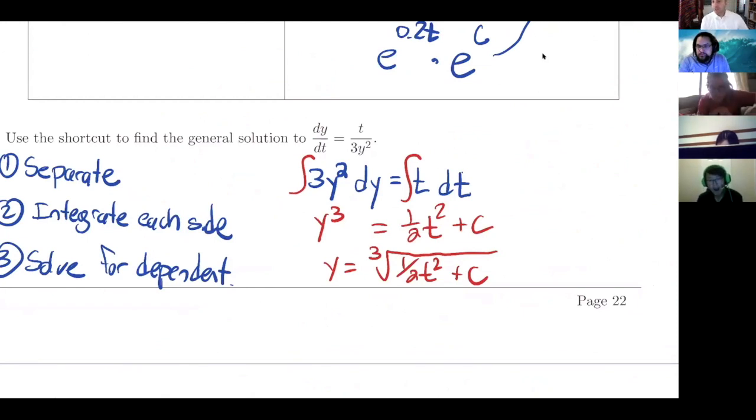Okay, questions? This shortcut is approved on like standardized tests and stuff? This shortcut has my seal of approval, yes. So this is what's called separation of variables, yep. And this is, in practice, how people would do it.